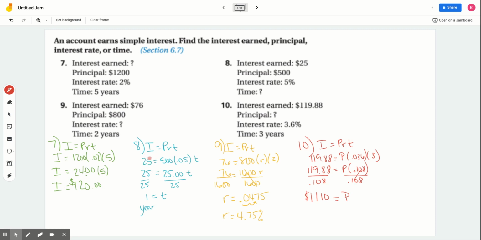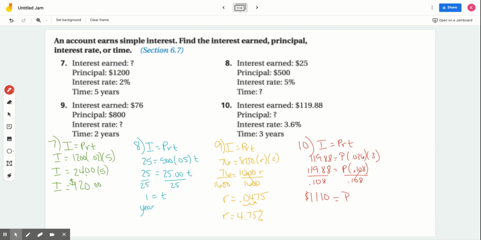In number 8, 25 is the amount of interest. So 25 equals 500 times 0.05 times t. Divide both sides by that 25 to find that t equals 1, which is 1 year because time is always in years. For number 9, we're trying to find the rate. So 76 equals 800 times r times 2. We start by multiplying 800 times r to get 1600. Divide by 1600 on both sides to find that r equals 0.0475.